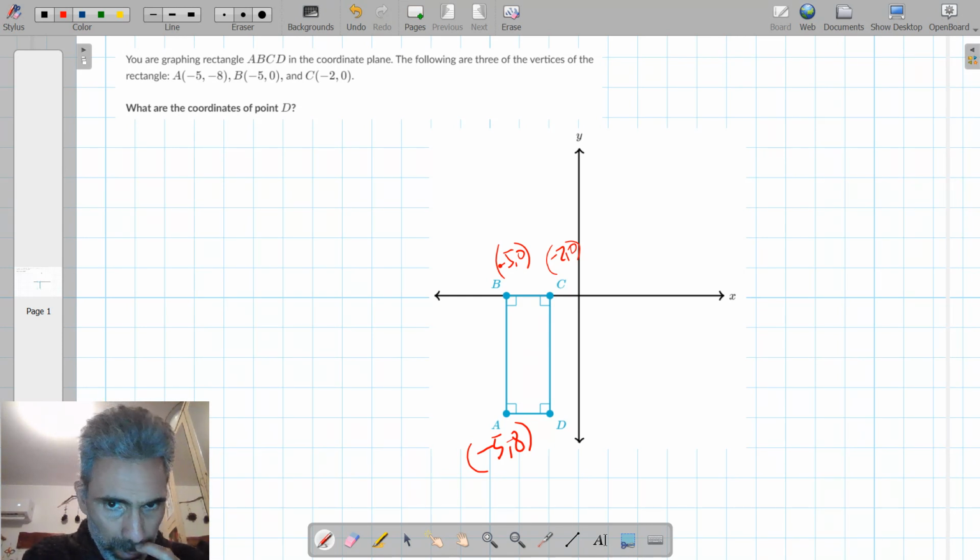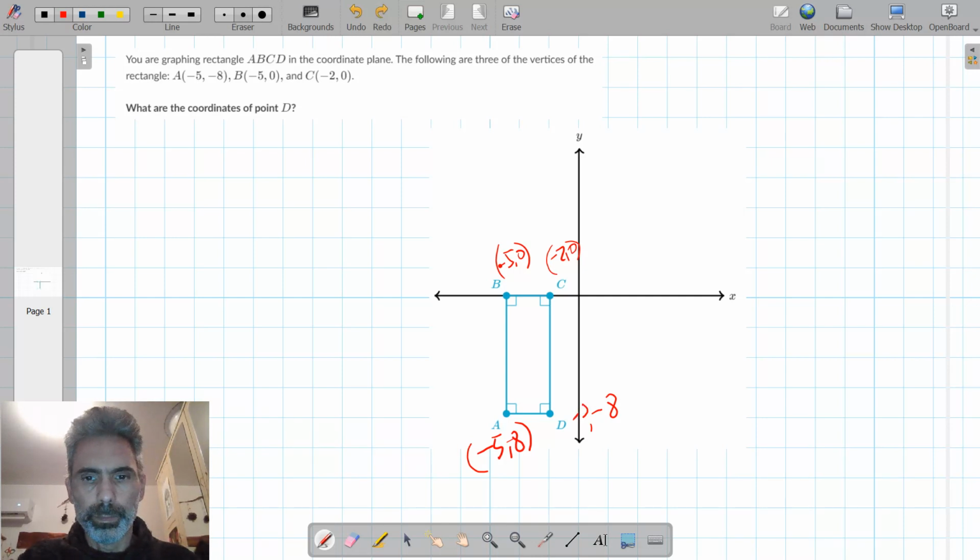Okay, so we know that on the y-axis, point D and point A are on the same level because AD is a horizontal line, so the y coordinate of point D is -8, and the x of B and A is also the same because line AB is on the same x, so it is -5.